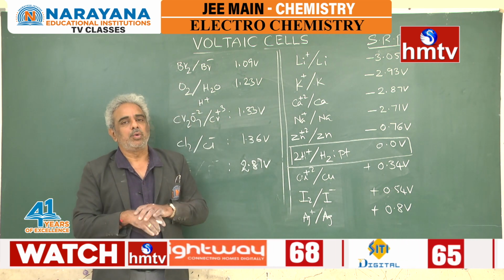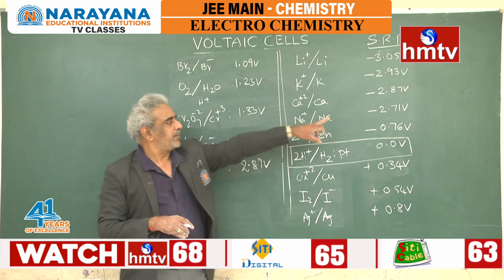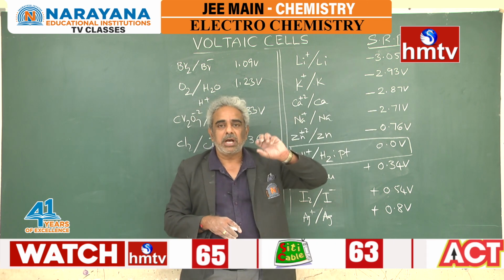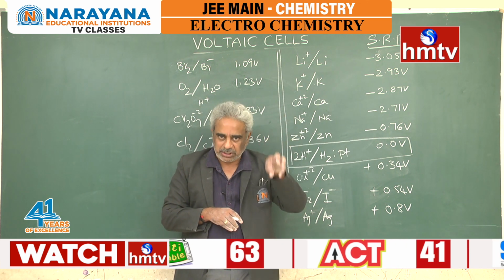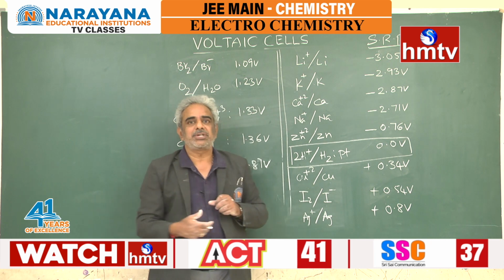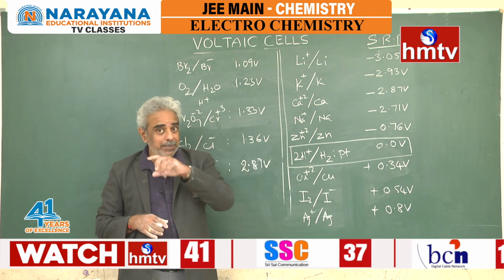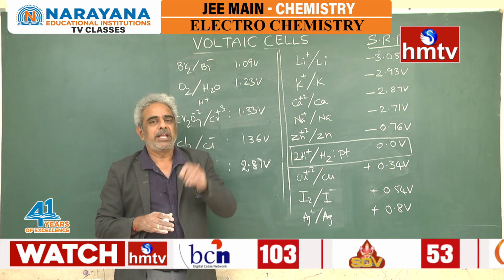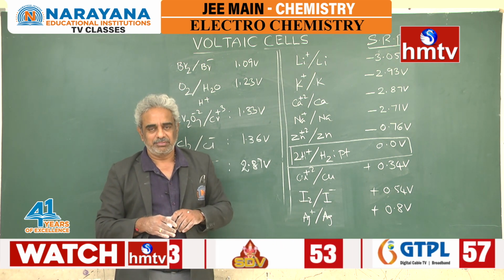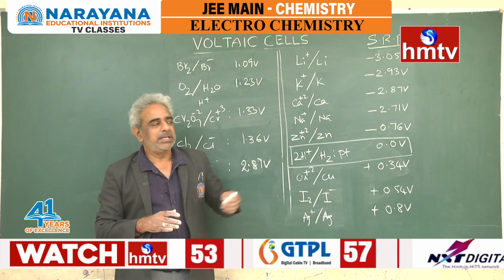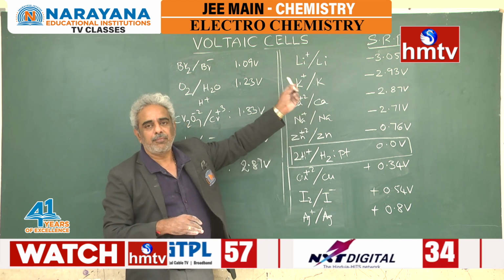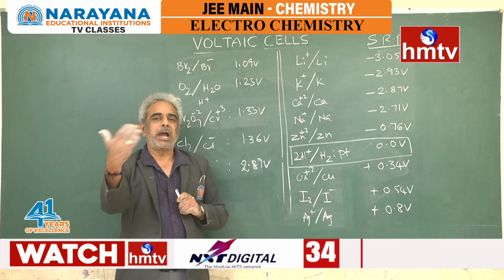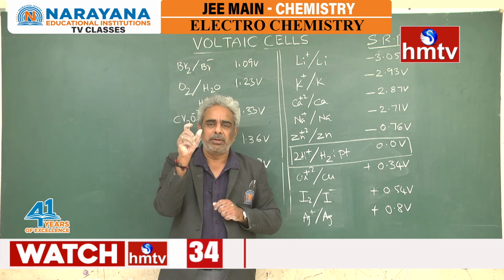So what can you conclude? If the metals of negative reduction potential are kept in acidic solutions, there will be a cell reaction taking place. This metal undergoes oxidation and works as anode. The H plus ions get reduced to hydrogen gas, and these metals are capable of replacing hydrogen from any dilute acid solutions.